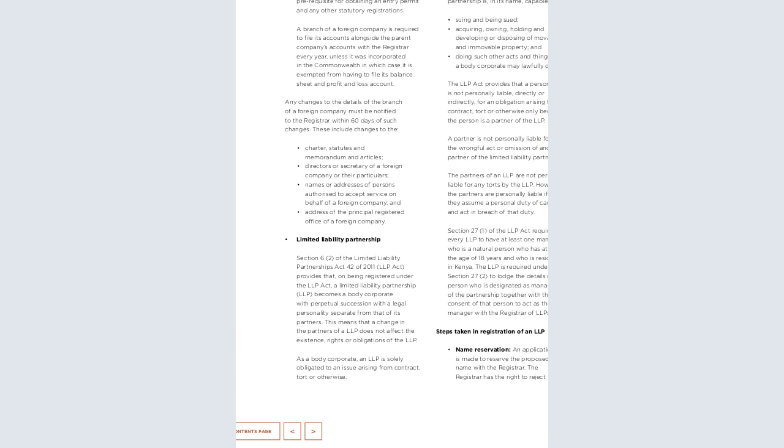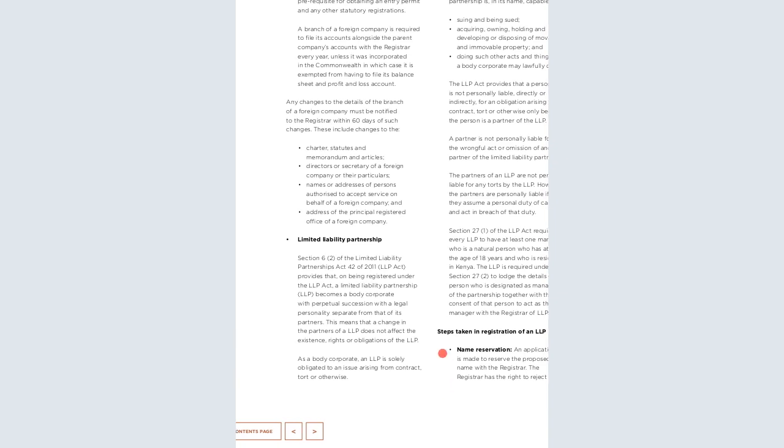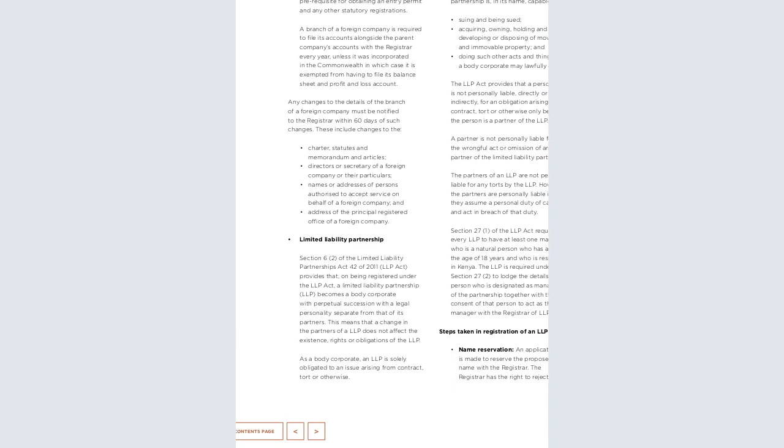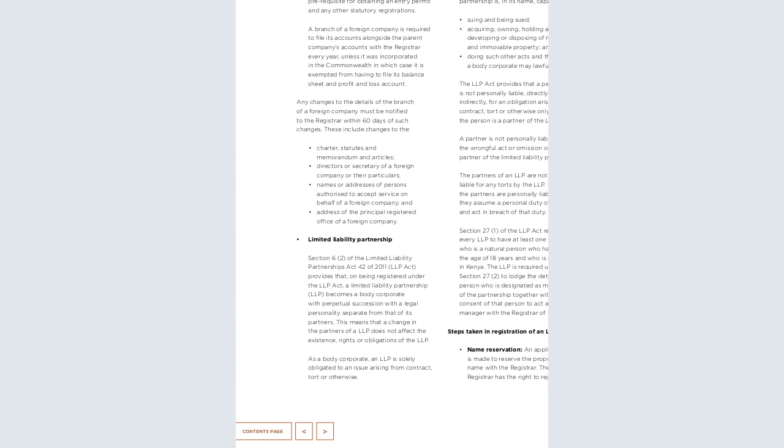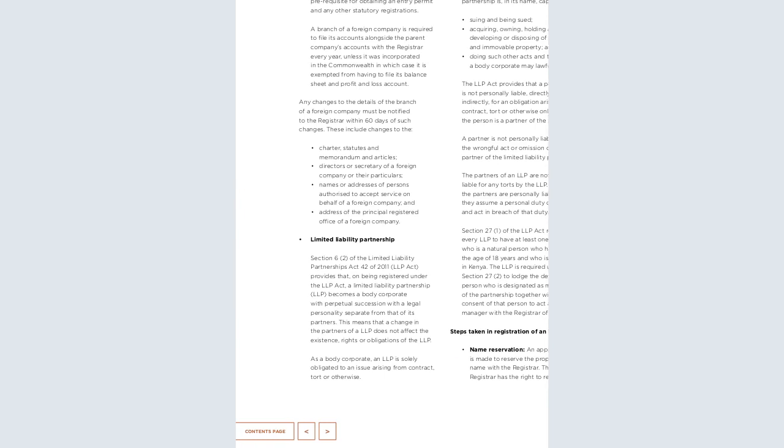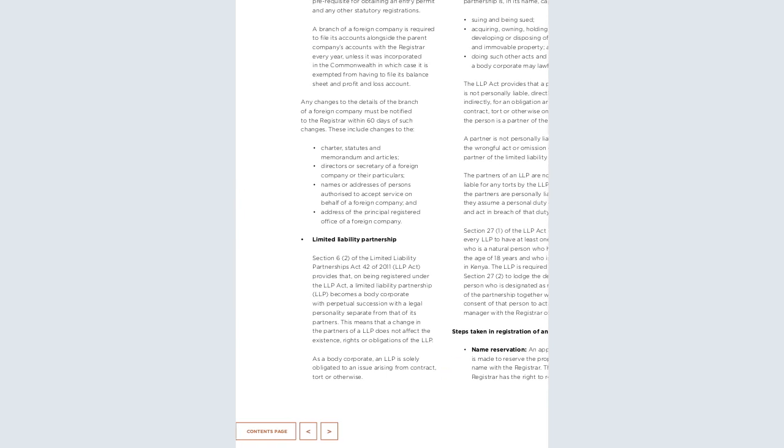And then we have the limited liability partnership. What is the limited liability partnership? Section 6, that is Part 2 of the Limited Liability Partnership Act 42 of 2011, provides that on being registered under the Limited Liability Partnership Act, the Limited Liability Partnership becomes a body corporate with perpetual succession with a legal personality separate from that of its partners.